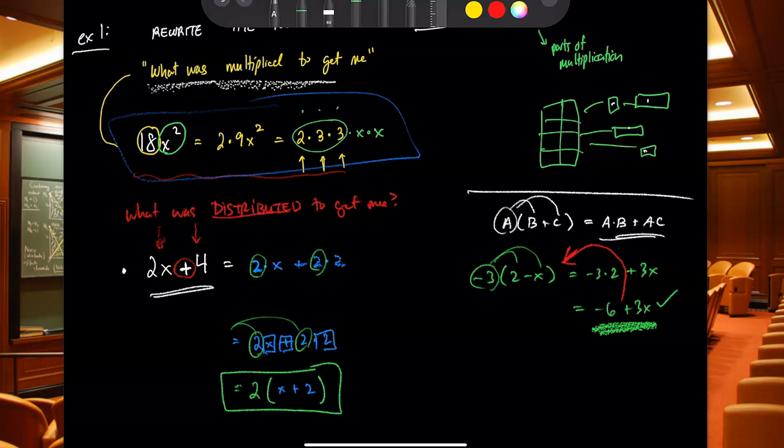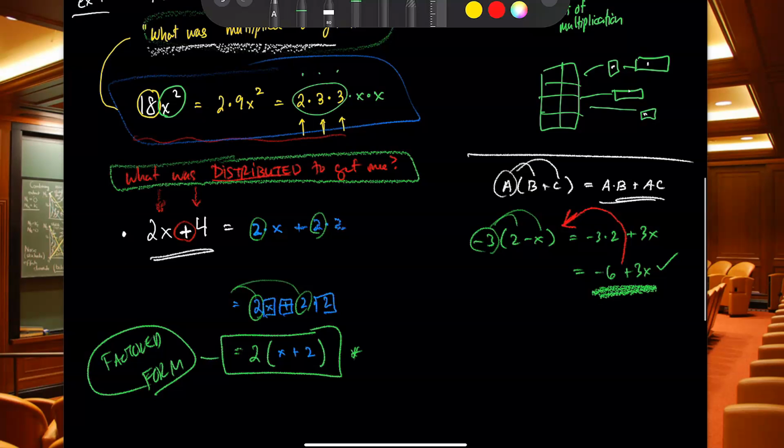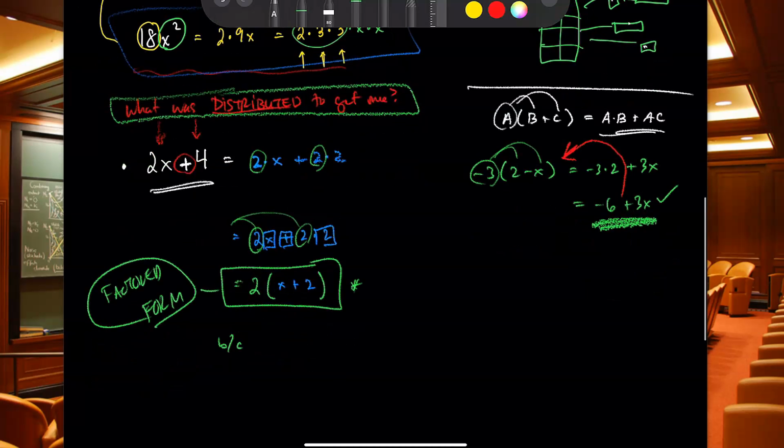This is factored form. So this is where it came from. This answers the question, what was distributed to get me, or what was multiplied to get me? This is what we must have started with, right? Because 2 times x plus 2 is 2x plus 2 times 2, which is 2x plus 4.